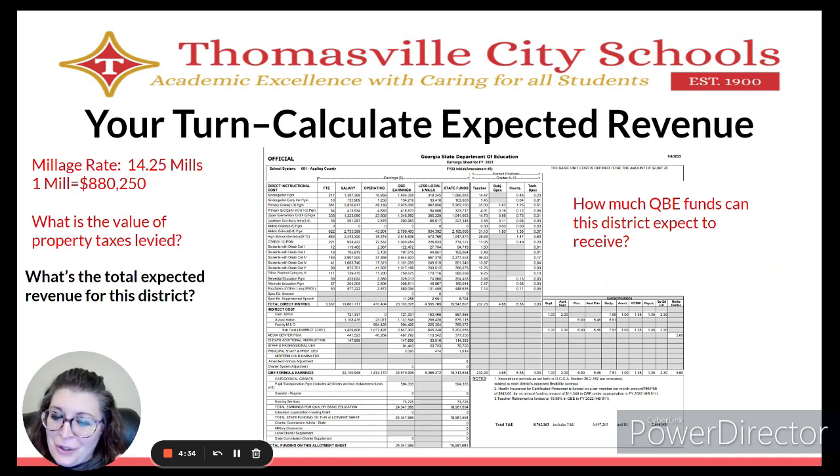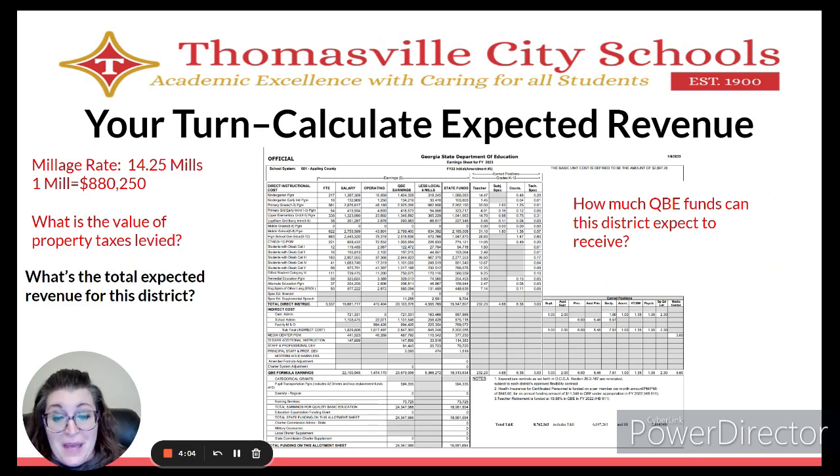Now it's your turn. Given the displayed QBE allotment sheet and a millage rate of 14.25 mills, in which one mill equals $880,250, how much total revenue can this district expect to receive? If you said $31,525,256.50, then you are correct.